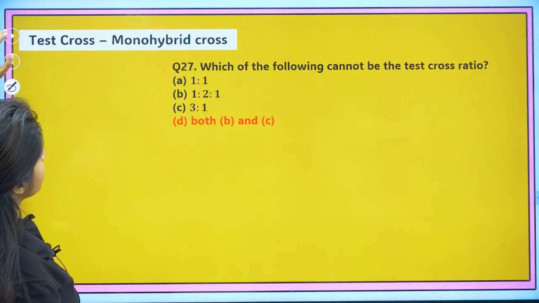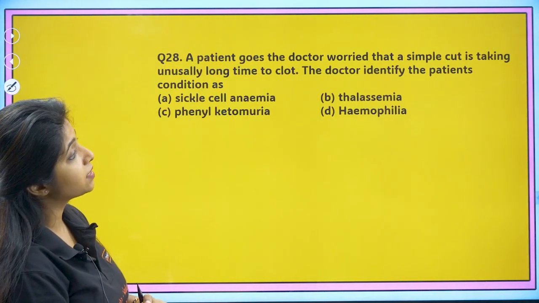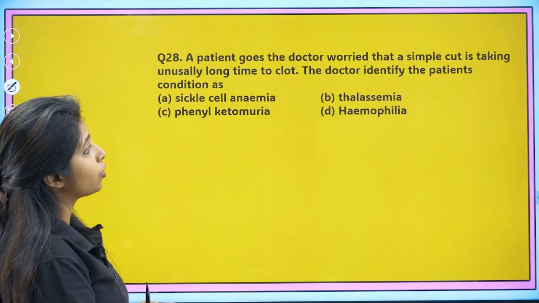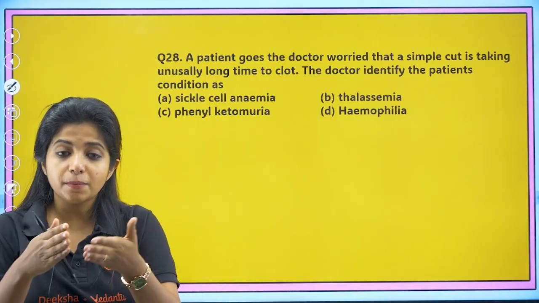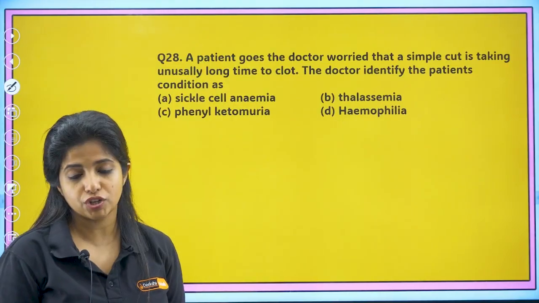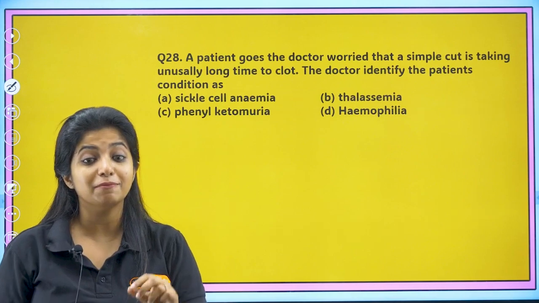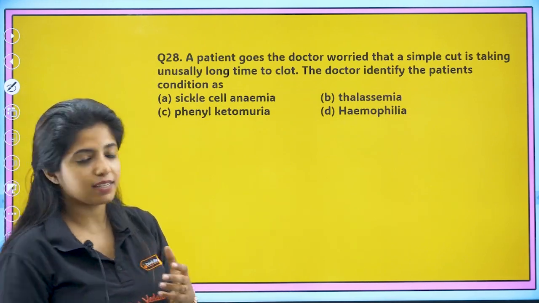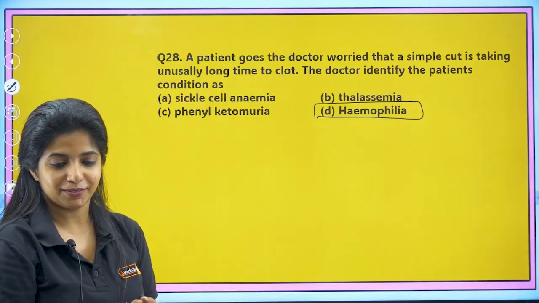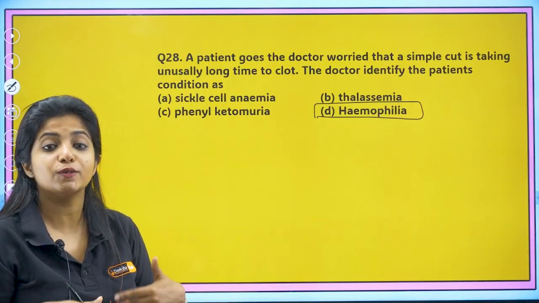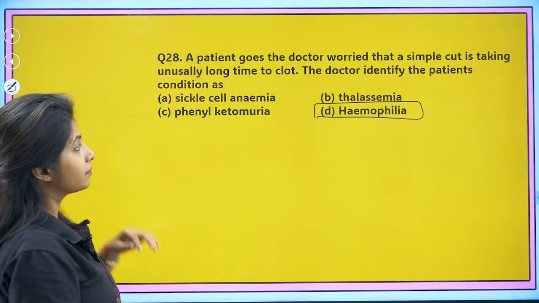Okay, next. A patient goes to the doctor worried that a simple cut is taking unusually long time to clot. The doctor identified the patient's condition as, if there is a simple cut and it's taking too much time to clot, that means clotting enzymes probably might not be produced. There might be some mutation in that. Which is that disease? It is hemophilia. Queen Victoria had this disease. Okay, she didn't have the disease, she was a carrier of the disease. Okay, hemophilia. Fine.